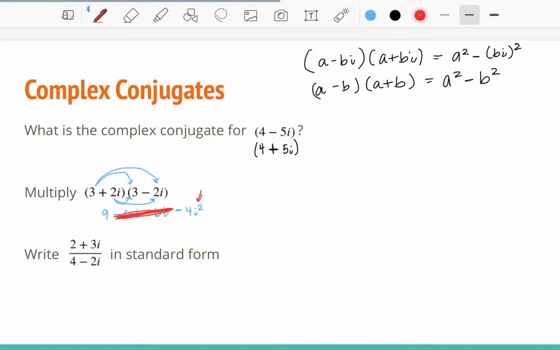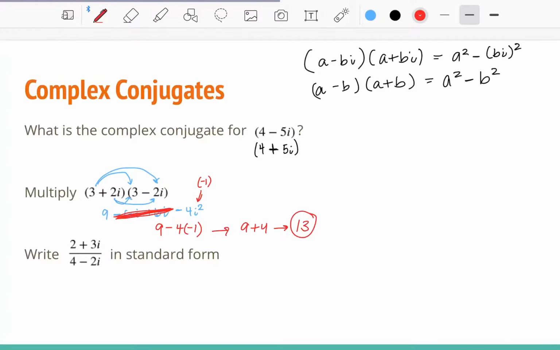Now we said that i squared is negative 1. So now this becomes 9 minus 4 times negative 1, which I can say is the same as 9 plus 4. So I'll get that my answer is a whole number, 13. Okay, so that's cool and all, but what this is really useful for is this type of situation.